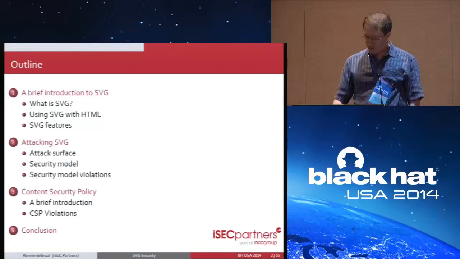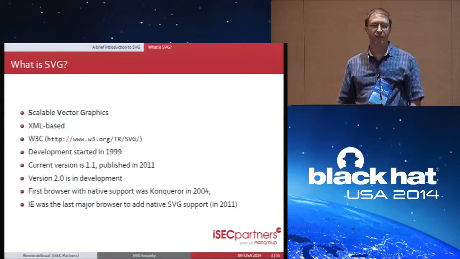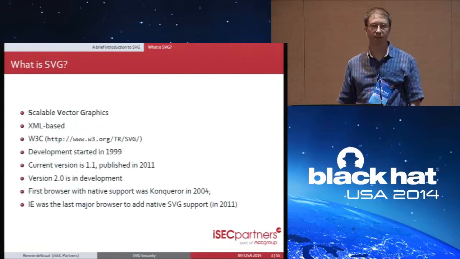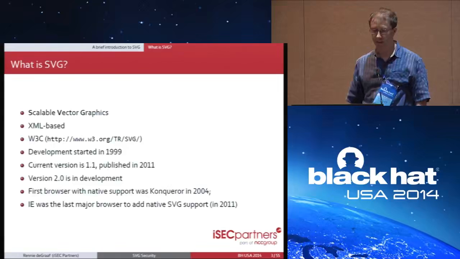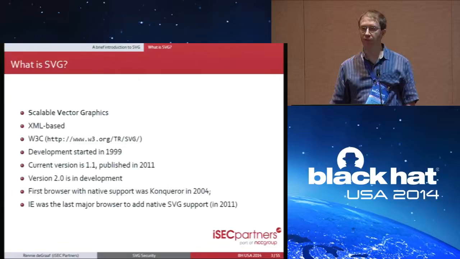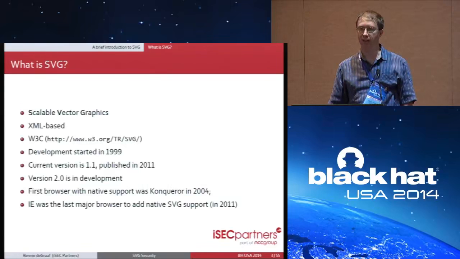So to start off here, let's give a brief overview of what SVG is. It stands for Scalable Vector Graphics. It's an XML-based format for vector graphics as opposed to rasterized graphics. It's developed by the W3C. They're currently in version 1.1, which was published about 3 years ago, although the format dates back about 15 years. There's a version 2.0 in development, which has a bunch of new stuff and looks like it's going to have an expanded attack surface, but I haven't done any investigation on that yet.